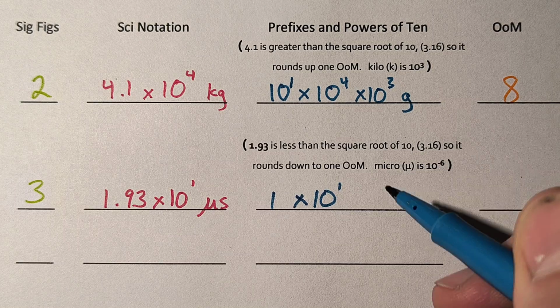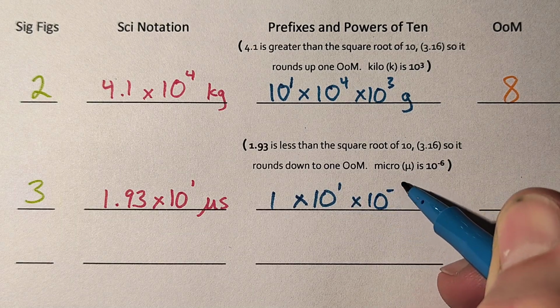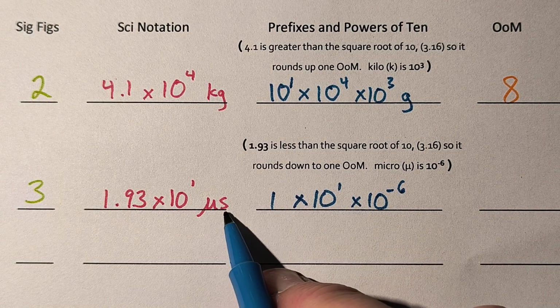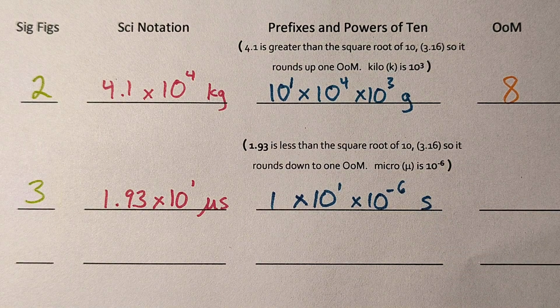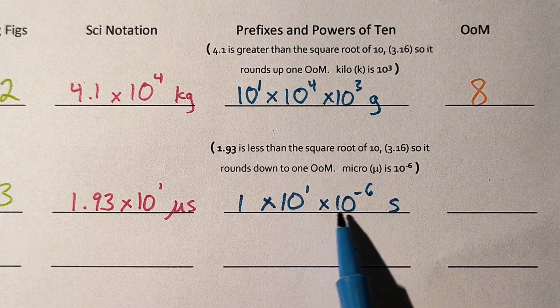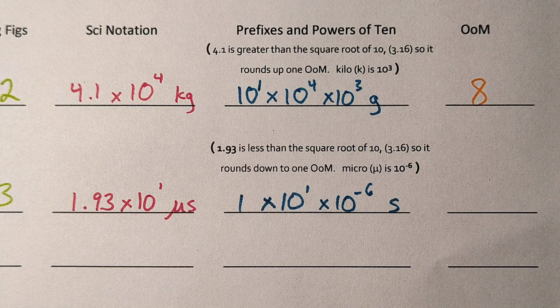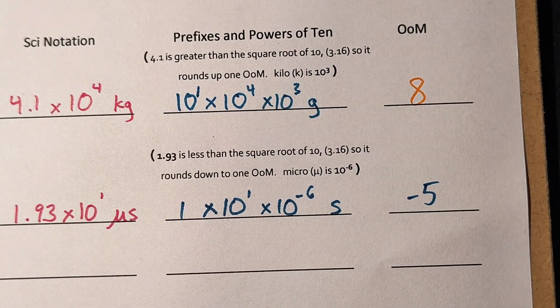Micro is 10 to the negative 6. So I'll turn that into that, and then carry over the seconds like this. And now we just add up the total numbers that we have up here as the powers of 10, which is a negative 5. Oh, I totally messed up my colors. Okay, so that's how that's done.